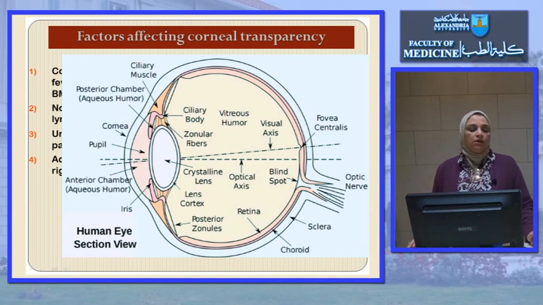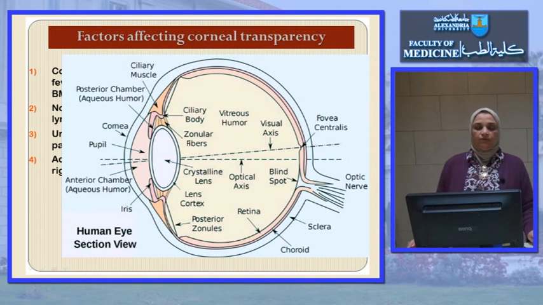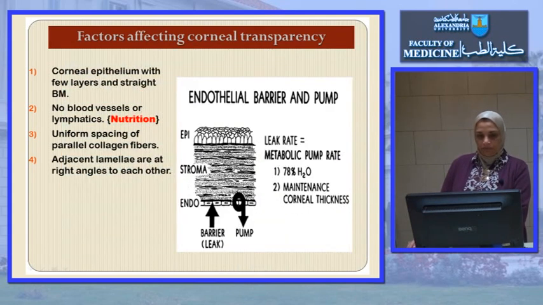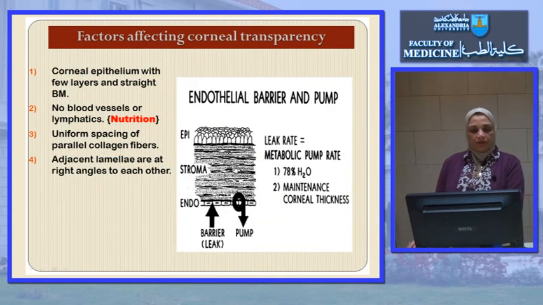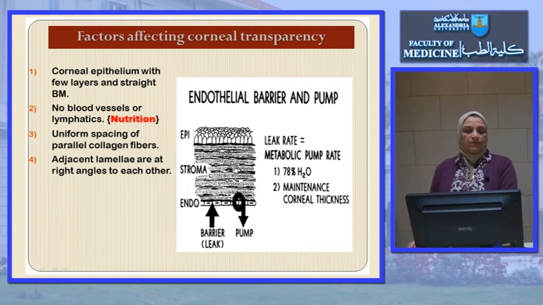Now, after we discussed the transparent structure in front of your eye, which is the cornea, we have to know what are the factors affecting corneal transparency. Why is the cornea a transparent structure? What are these factors? First of all, corneal epithelium with few layers and a straight basement membrane. This is one of the factors. As I said, this is a straight basement membrane and few layers of epithelial cells.